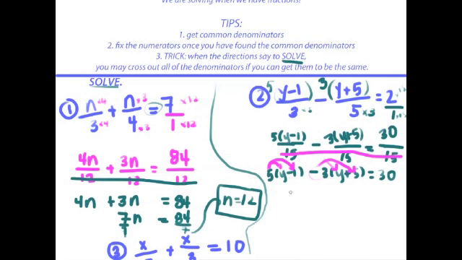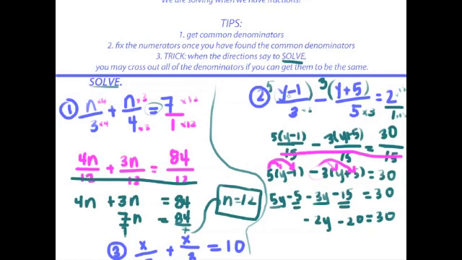So right here, the 5 into the y minus 1 is going to give me 5y minus 5. The -3 into the y plus 5 is going to give me -3y minus 15. And equals 30, nothing to worry about on the right side. Let's combine like terms. So I have 5y minus 3y, which is -2y. -5 minus 15 is -20.